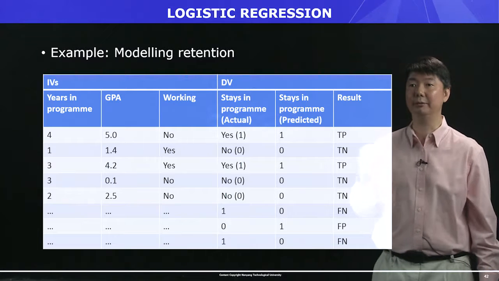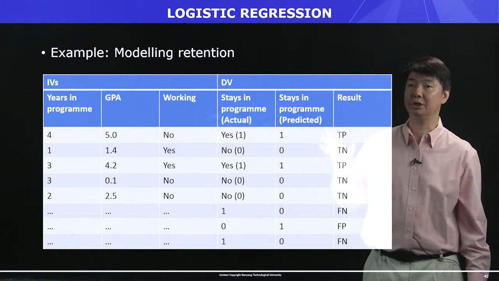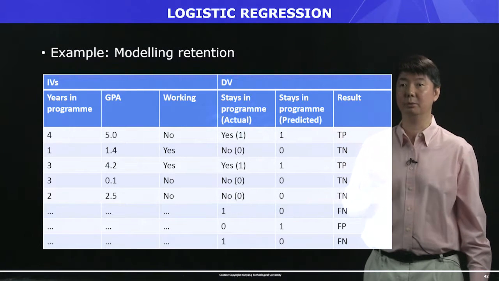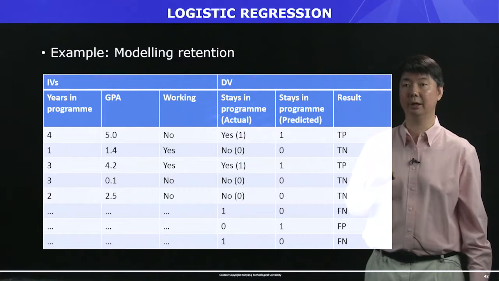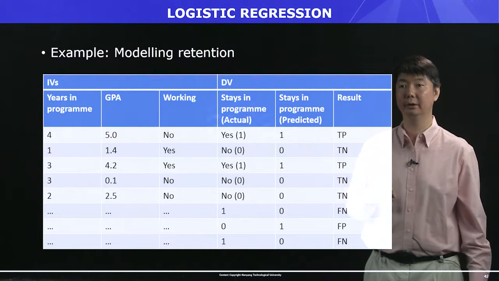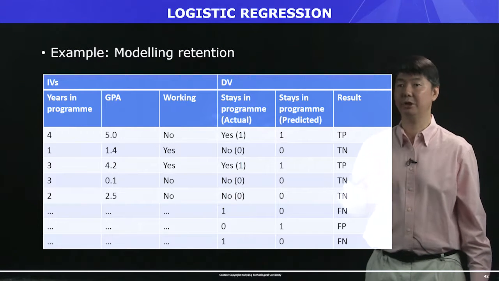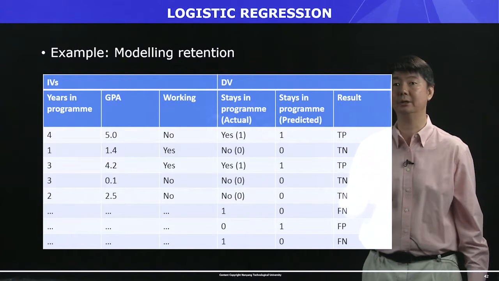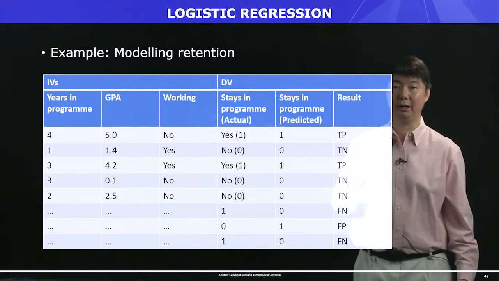Shown in this table, in the first row, given the student stays 4 years in the program, the GPA is 5, and the student is not working, the student actually stayed in the program. That's the actual occurrence, and the logistic regression model predicted 1. In the second row, the student stays in the program for 1 year, GPA is 1.4, the student is working, the actual value is no, the student did not stay in the program, and the logistic regression model predicted 0. So that's also correct. Now let's look at an incorrect prediction.